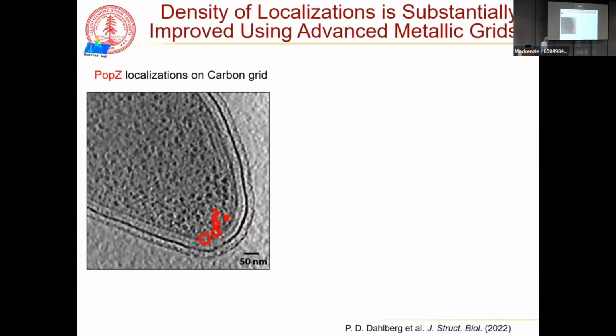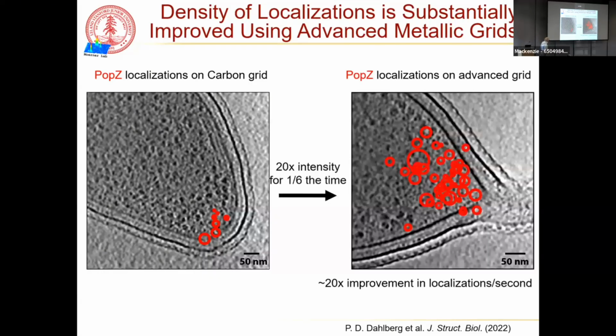Pete also did one more important experiment, and it turns out that the light that you were using to image the single molecules was causing basically some devitrification of the glass, of the ice glass that the sample was trapped in. And so by going to advanced metallic grids, then you can get many more localizations in much less time because now you can use a little bit higher laser power without causing devitrification. So anyway, there's a real correlative thing available here.